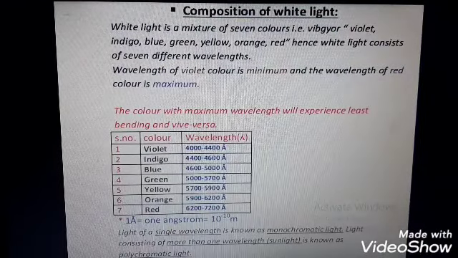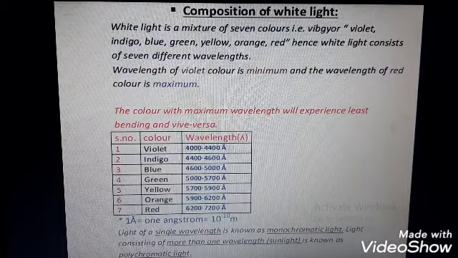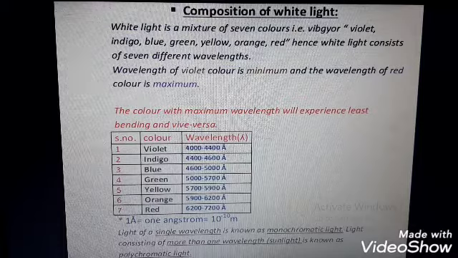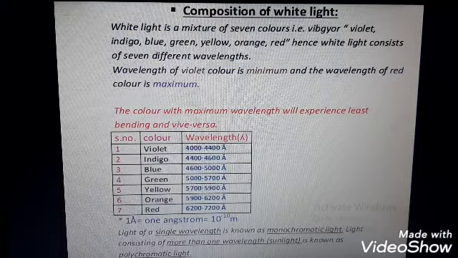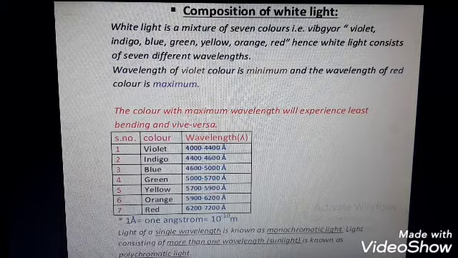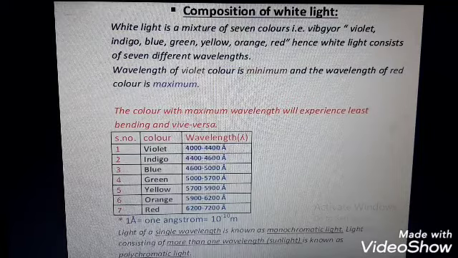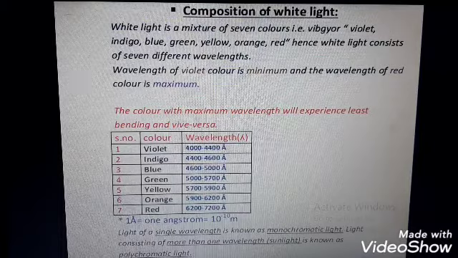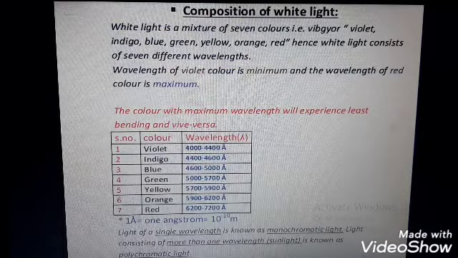White light is a mixture of 7 colors, that is VIBGYOR: violet, indigo, blue, green, yellow, orange, red. Hence white light consists of 7 different wavelengths. White light is not a single wavelength; actually it is a collection of 7 different wavelengths. The wavelength of violet color is minimum and the wavelength of red color is maximum. That is why you can see the different deviation in all the 7 colors.